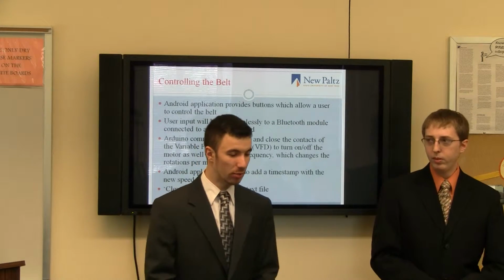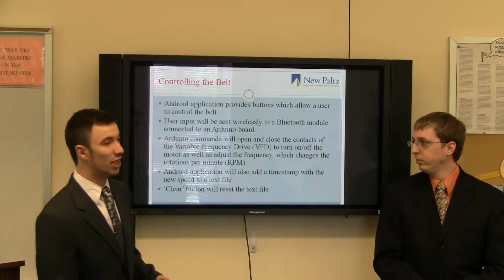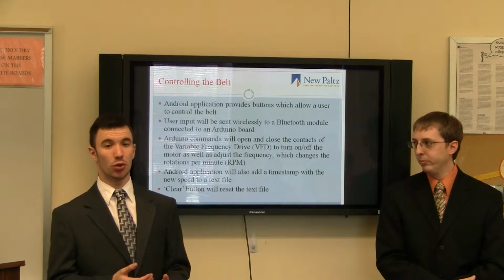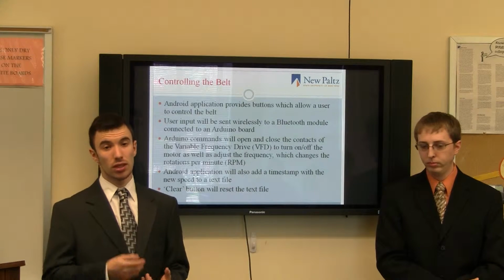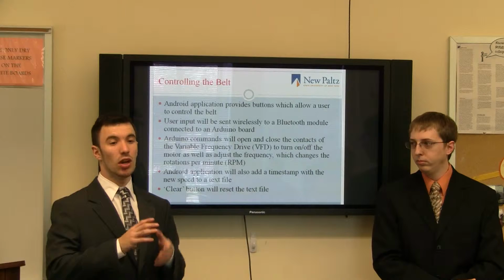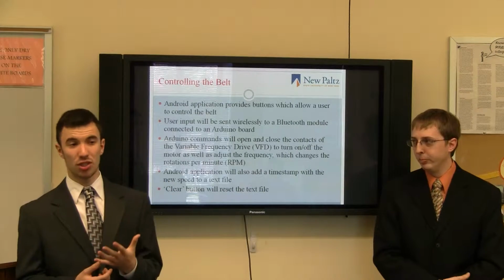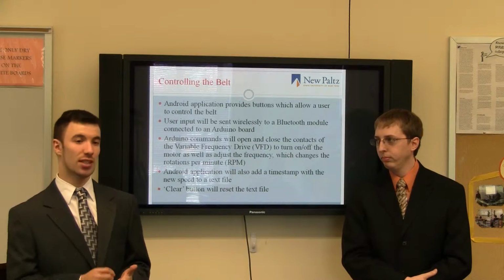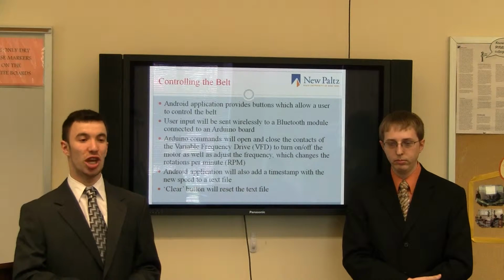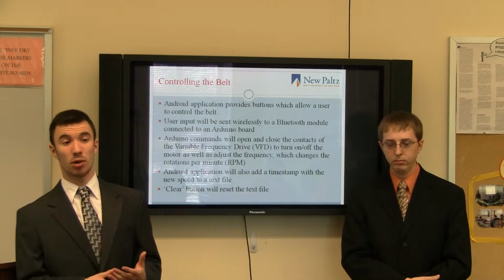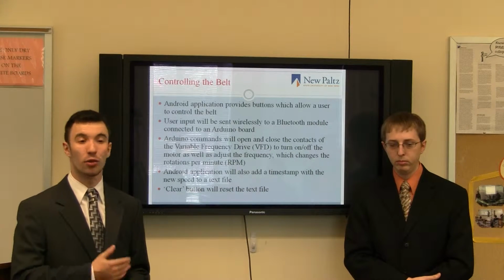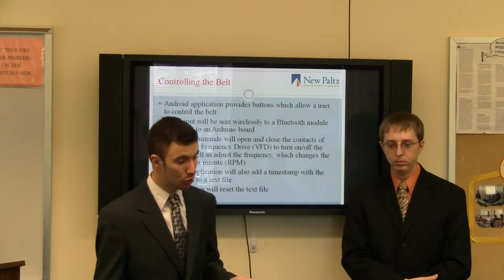For controlling the belt, as I mentioned before, we're using the Android application, which is going to have 6 buttons on it. They turn it off and control its speed across 4 variable speeds. Each of those first 5 options sends a value to a text file saying, at this time of the day, on this day, the speed was changed to this setting. The 6th button lets you clear that log, in case you want to keep it for 1 day, 1 week, or 1 month, however long you choose.